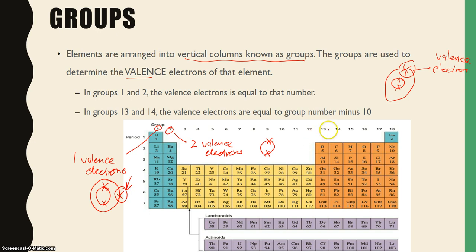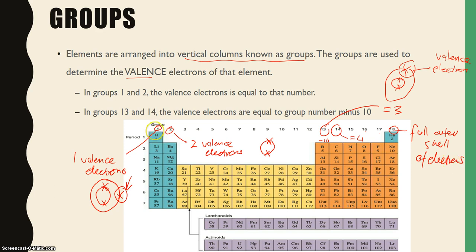When you move to groups 13 and 14, what you do to work out the valence electrons of these ones is you simply minus 10. So the valence electrons equals 3. Valence electrons equals 4, 5, 6, 7. And this one here has 8 valence electrons, which means it's a full outer shell of electrons.